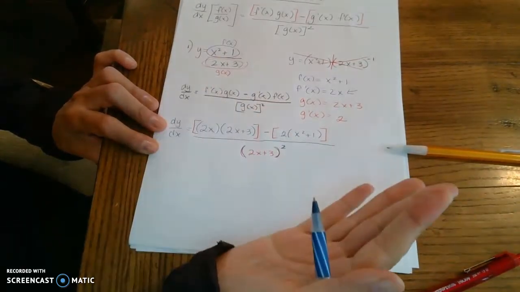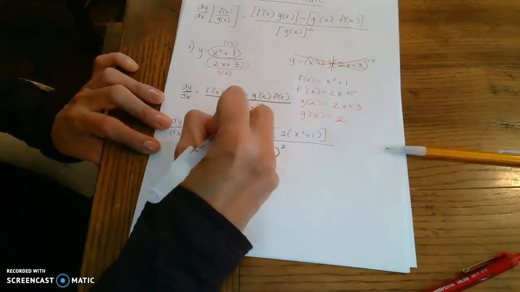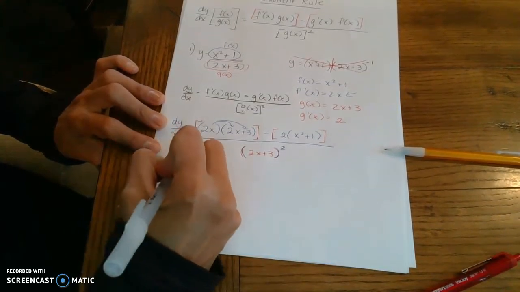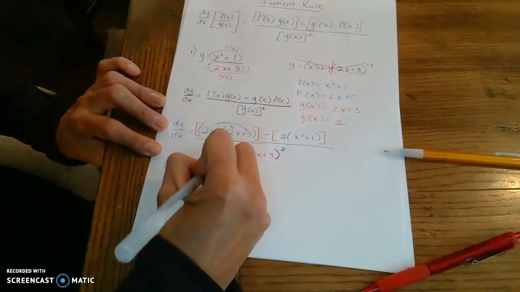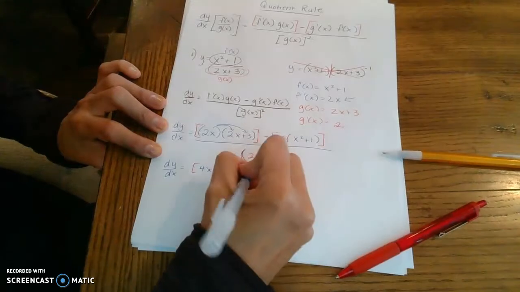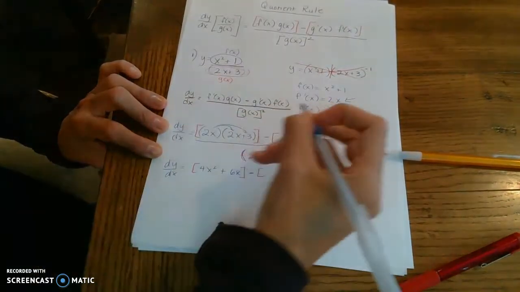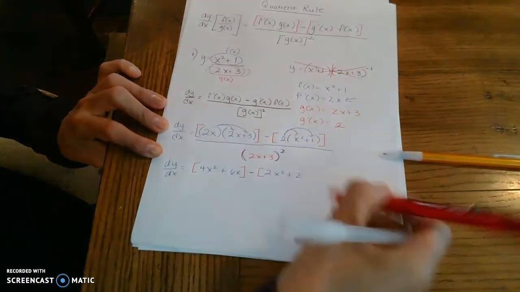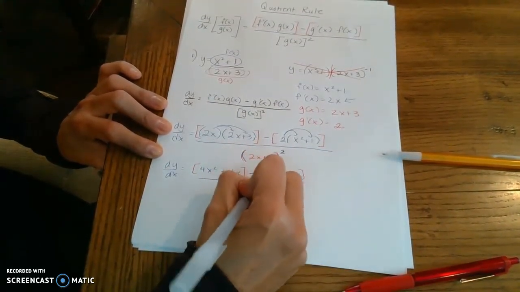So now that's really it. You just have to clean it up. You look inside this red bracket, and I can distribute this because this is a binomial raised to the first power. So in here I get dy/dx is equal to, and in the first bracket I get 4x squared plus 6x. And in the second bracket, I'm able to distribute this 2, and you get 2x squared plus 2, all over the second function squared.